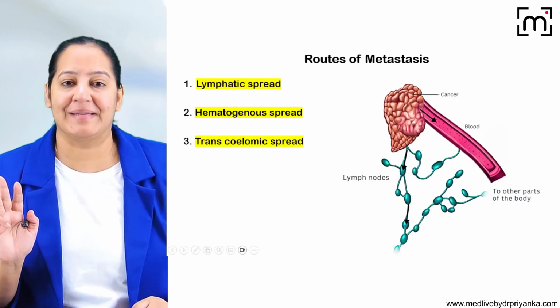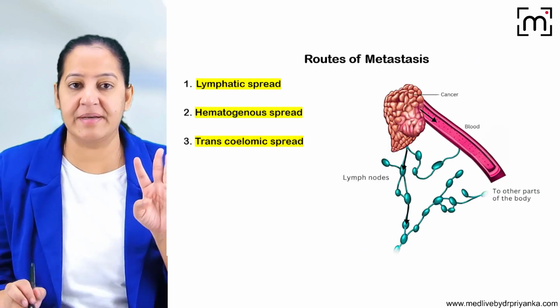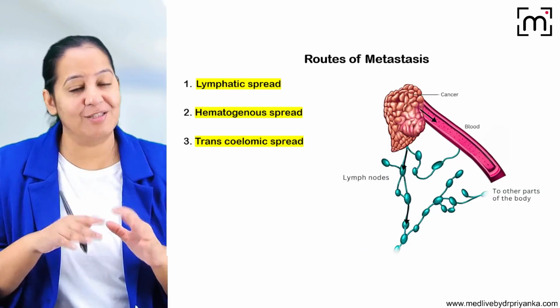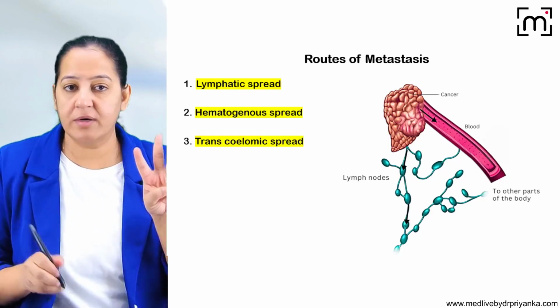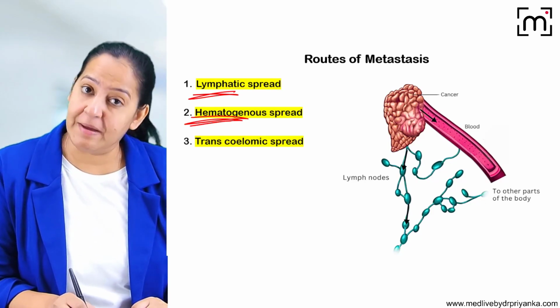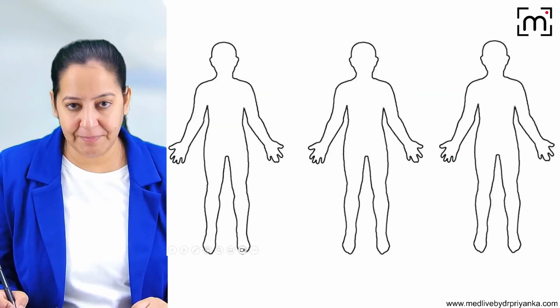There are three routes of metastasis. What are the three routes? We have to tell the three routes from which the primary tumor can spread and form multiple secondaries. It can spread via lymphatic, it can spread via blood, blood being hematogenous. And third is transcoelomic. Let me explain all three.